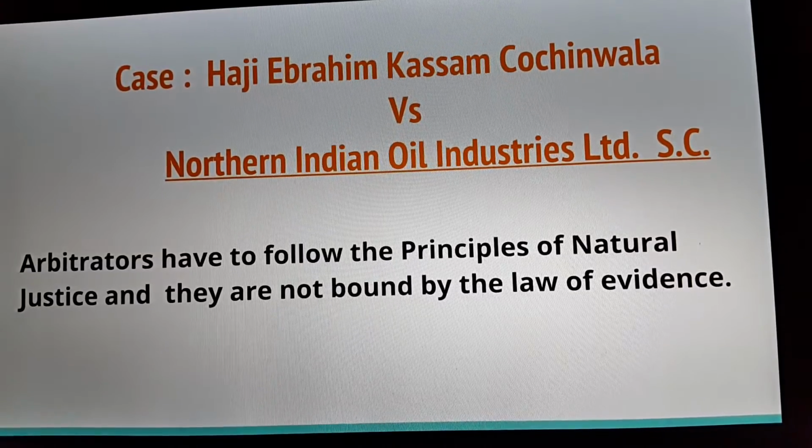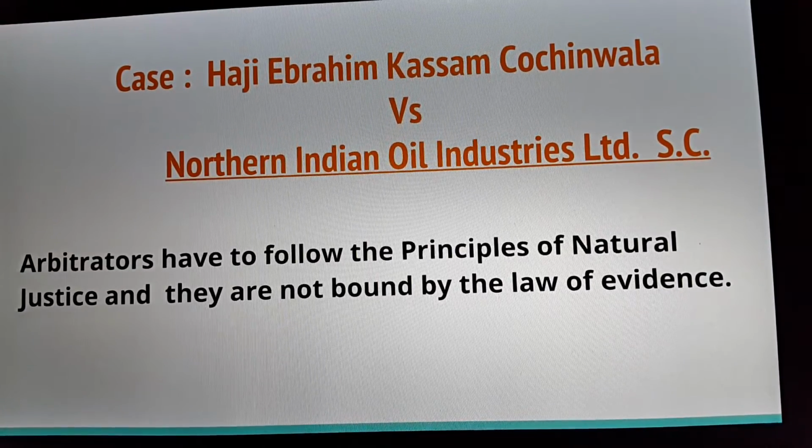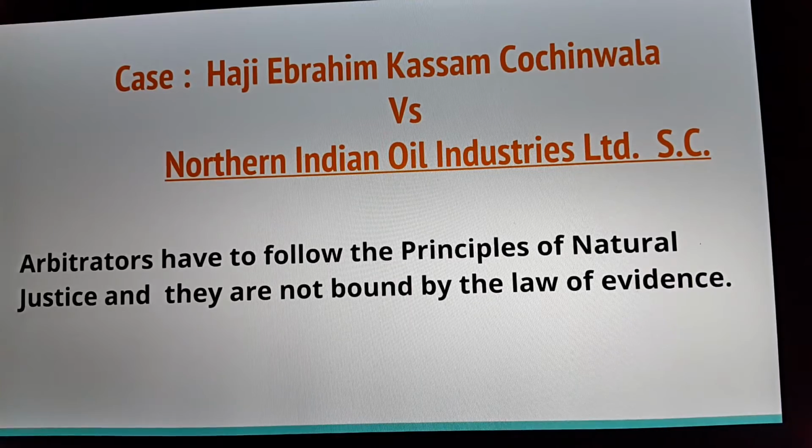Here is a case: Haji Ibrahim Qassam Kochiwala versus Northern Indian Oil Industries Limited, Supreme Court. In this, the Supreme Court stated about arbitrators that arbitrators have to follow the principles of natural justice and they are not bound by the law of evidence.